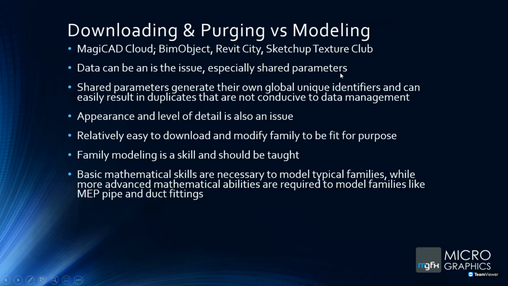Then data can be an issue, especially shared parameters. I've come across this multiple times, both within national retailers and within large international hospital projects, where the production line doesn't really understand shared parameters. So they just download a family, and by coincidence, the family has a shared parameter in it with exactly the same name as a shared parameter that's already used in the project, and unfortunately each one of those shared parameters has its own global unique identifier. And then what happens is the information gets scheduled independently of each other, even though it has the same name.